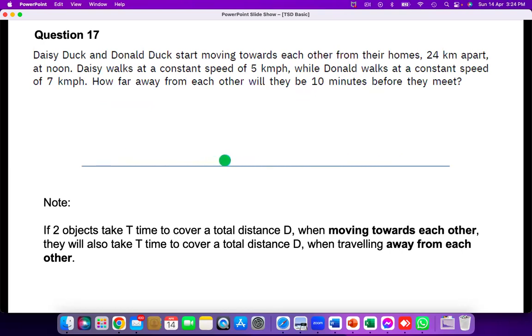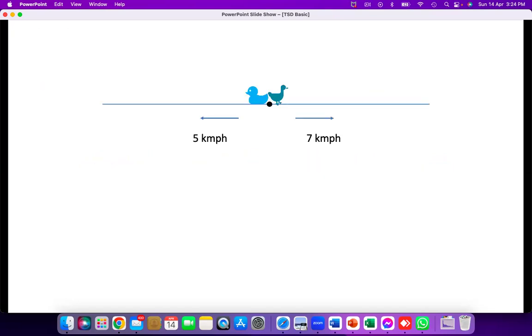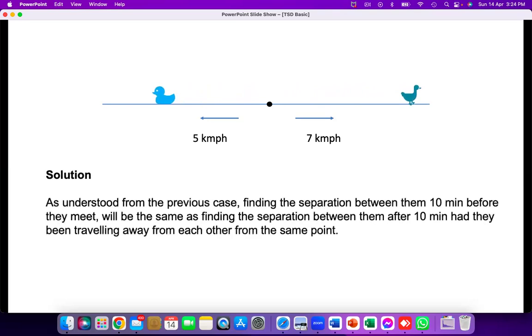Two objects take t time to cover total distance d when moving towards each other, and they will also take t time to cover total distance d when traveling away from each other. See what is happening. These two balls are there. The time taken by them to meet and the time taken by them to go back to their original position is the same. So let's say they are at the same point. In 10 minutes, what happens? They are somewhere this way.